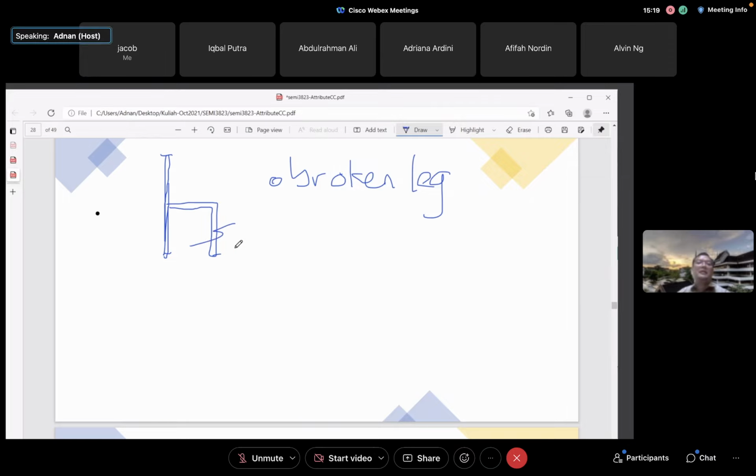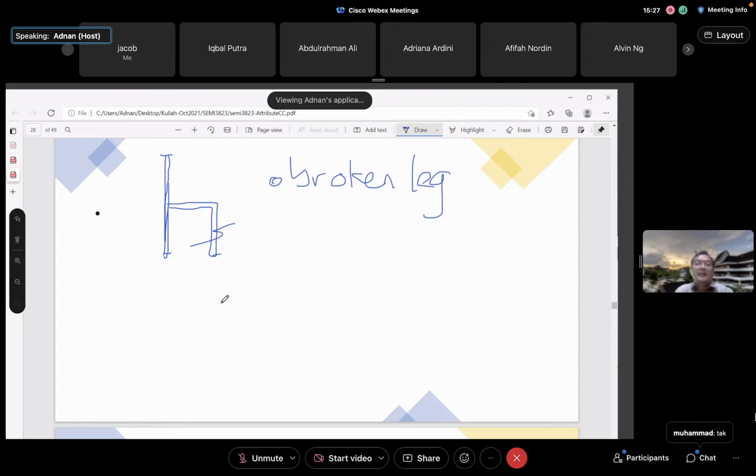Katakan kaki ni patah. Selamat tak pakai? Selamat? Tak selamat. Boleh menyebabkan jatuh kan? Okay, jatuh mungkin akan menyebabkan kecederaan.